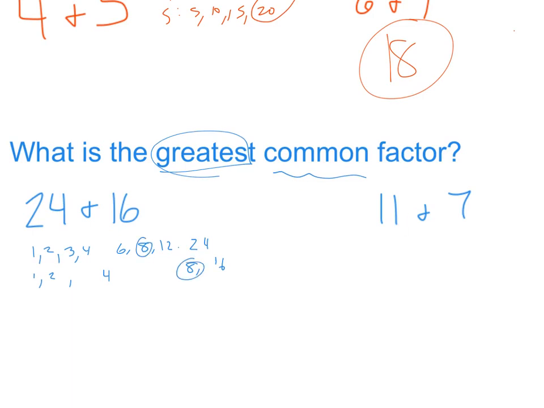And then 11 and 7, what's the greatest common factor of 11 and 7? Well, those seem like interesting numbers because I'm pretty sure 11 is prime, right? So what are the factors of 11? 1 and 11, that's it. What are the factors of 7? 1 and 7, that's it. So greatest common is actually 1.